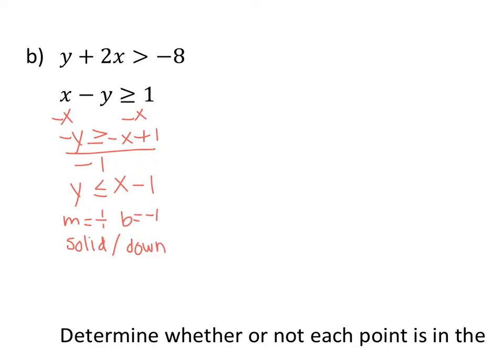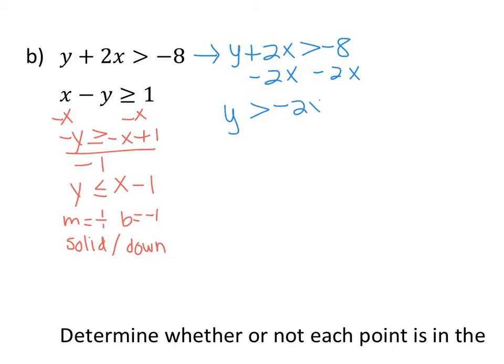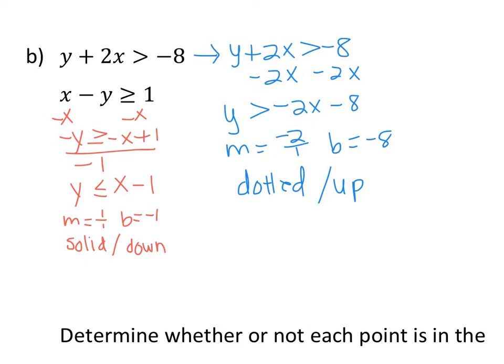Let's take a look at this first inequality: y plus 2x greater than negative 8. Going to subtract 2x from both sides, and we get y is greater than negative 2x minus 8. The slope is negative 2 over 1. The y-intercept is negative 8. It is going to be a dotted or dashed line because I have a greater than symbol, not the equal to part. And I know y is greater than, so I shade up.